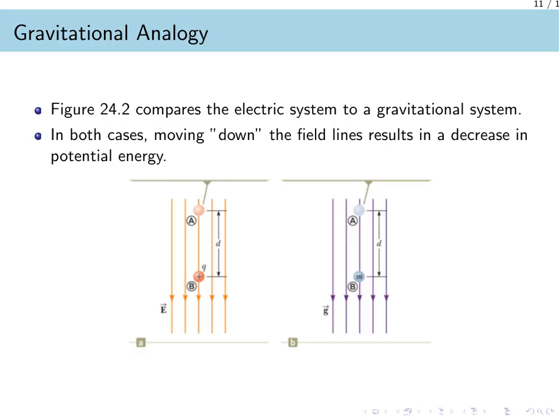On the left, we see a positive charge, Q, in a uniform electric field, E. Moving from point A to point B in the direction of the field decreases the electric potential energy. On the right, we see a mass, M, in a uniform gravitational field, g. Moving the mass from A to B in the direction of the gravity vector decreases the gravitational potential energy. In both systems, moving down the field lines results in a loss of potential energy for the system, which is typically converted into kinetic energy if the object or charge is released.